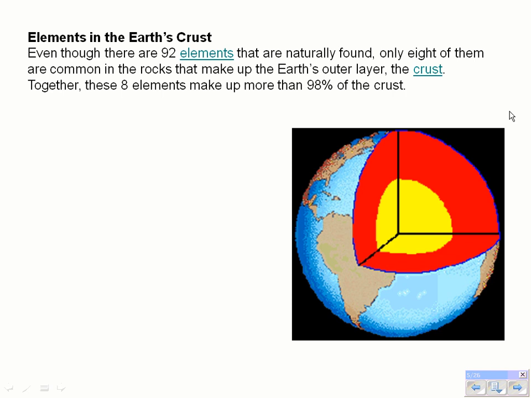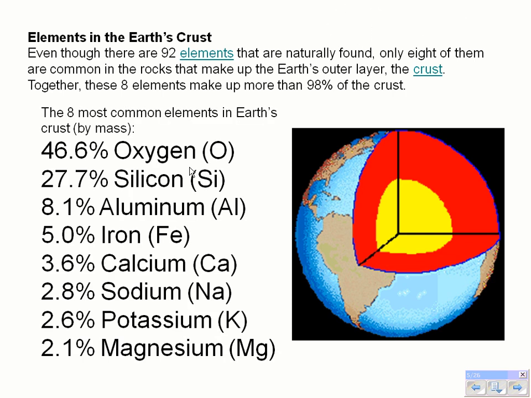Number three, identify elements that make up the Earth's crust. You can see that even though there are 92 elements that are naturally found, only 8 of them are common. And 8 elements make up more than 98% of the Earth's crust. So the most common, starting with oxygen. The core and the mantle have iron, and the crust will be oxygen.